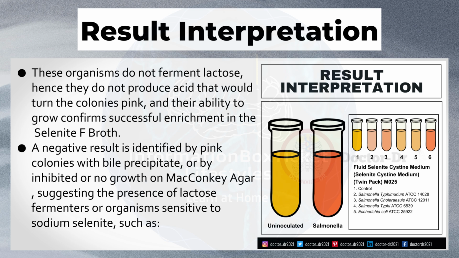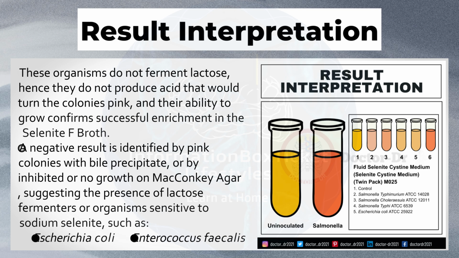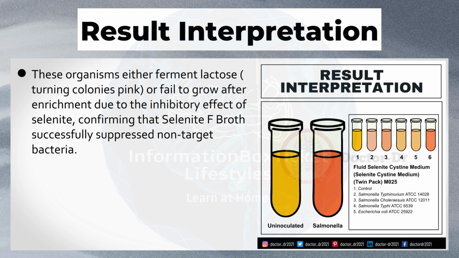A negative result is identified by pink colonies with bile precipitate, or by inhibited or no growth on MacConkey agar, suggesting the presence of lactose fermenters or organisms sensitive to sodium selenite, such as Escherichia coli and Enterococcus faecalis. These organisms either ferment lactose, turning colonies pink, or fail to grow after enrichment due to the inhibitory effect of selenite, confirming that Selenite F broth successfully suppressed non-target bacteria.